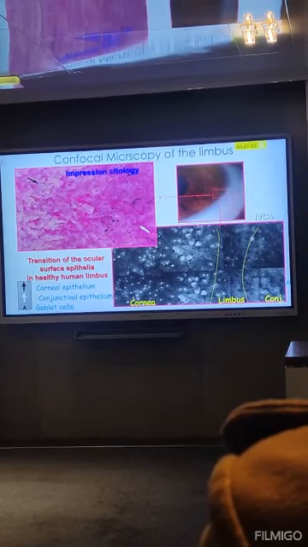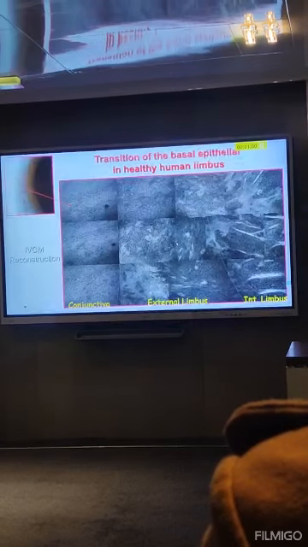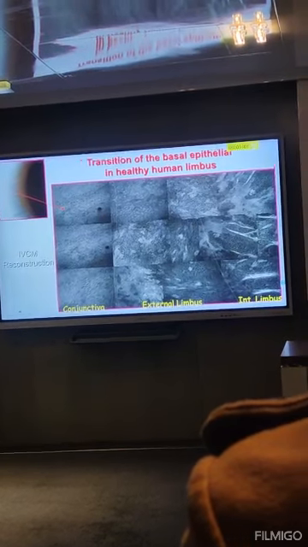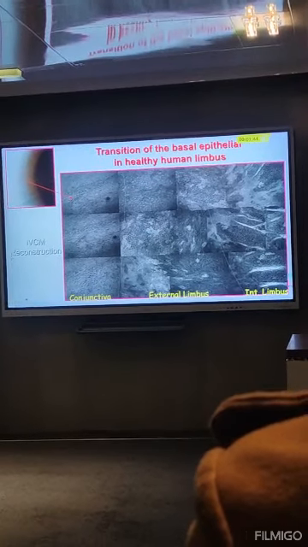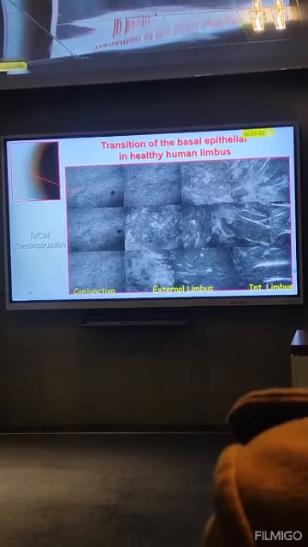With confocal, you can study the surface, which is exactly the same, but you can also go deep where the palisades of Vogt are and where the limbal crypts, where the stem cells are harvested, can be imaged.